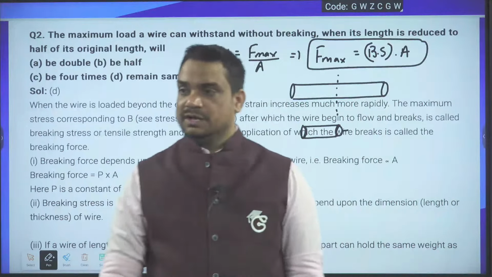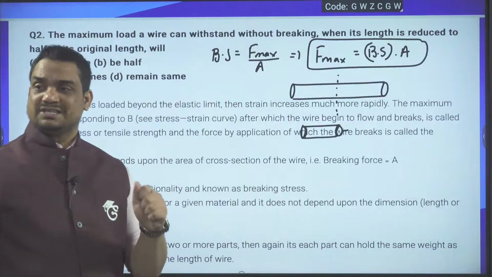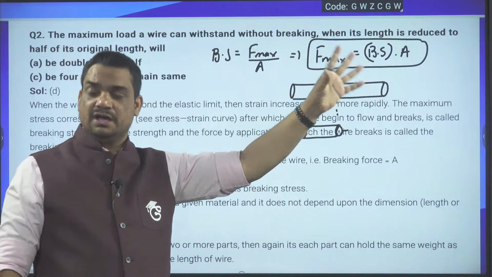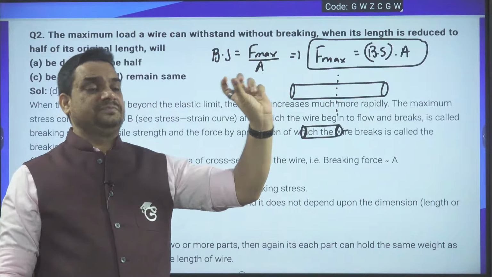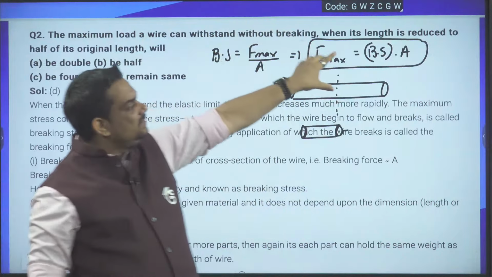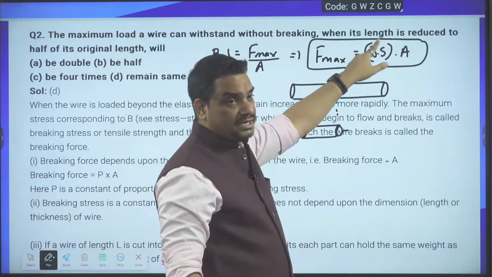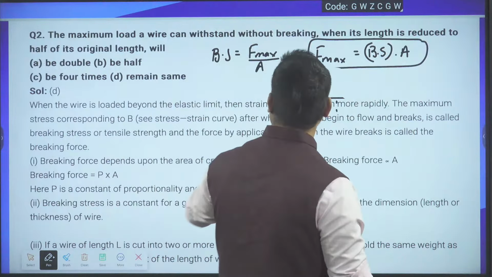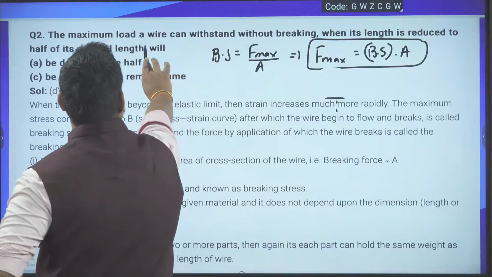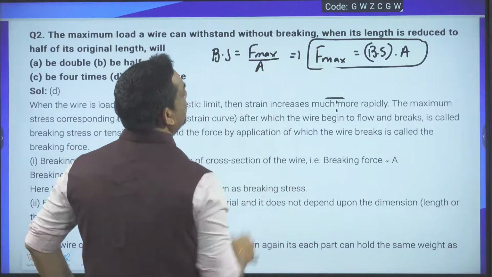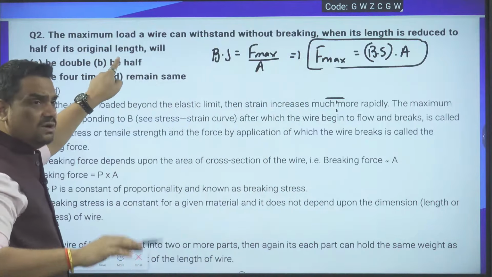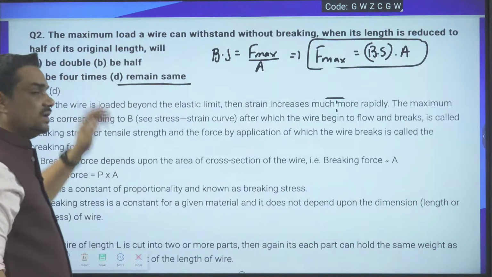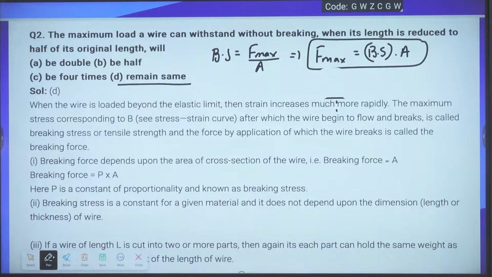So remember, the maximum force is breaking stress into area. Breaking stress is a property of the material, so it will remain the same. We are not changing the material, so it ultimately depends on the area. In this question, they are saying the maximum load a wire can withstand without breaking, when length is reduced to half. Whatever the length is reduced to, this will always remain the same. Clear?